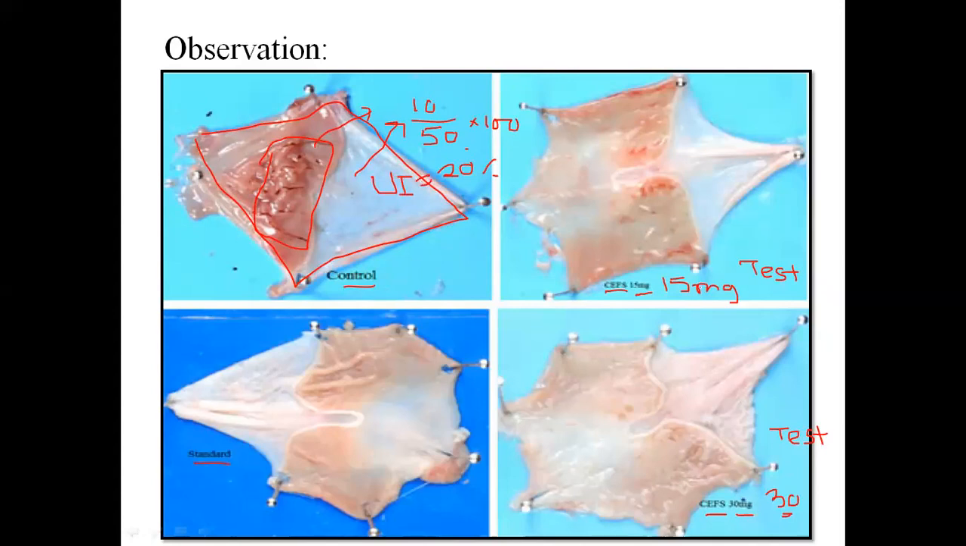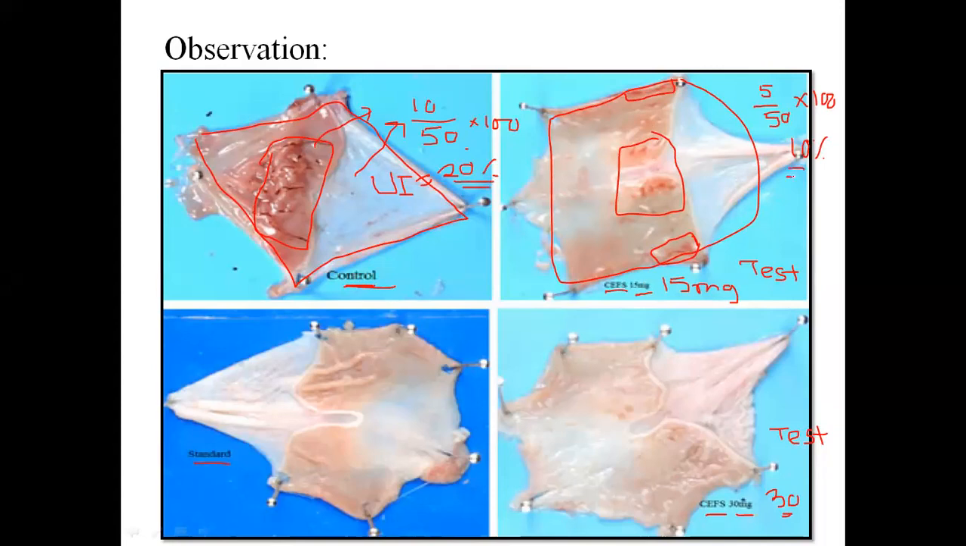Now come to this area, the 15 milligram dose. Now this is your complete area. And now this is the ulcerative area, this area, then this area, this area. You can combine it collectively, and then it may be like 5 divided by 50 multiplied by 100. So this may be 10%. Now you can see in control, this is 20%, but the treatment is reducing it to 10%.